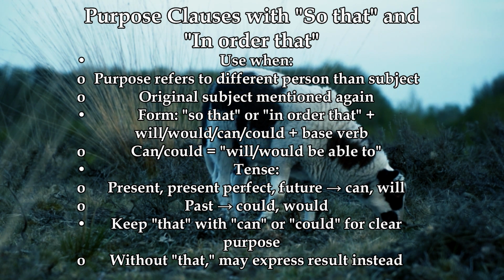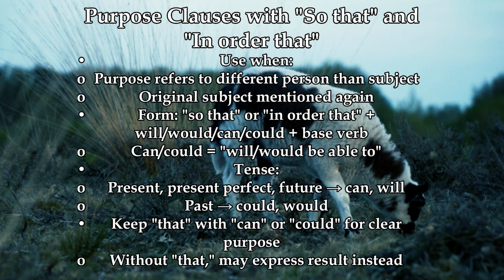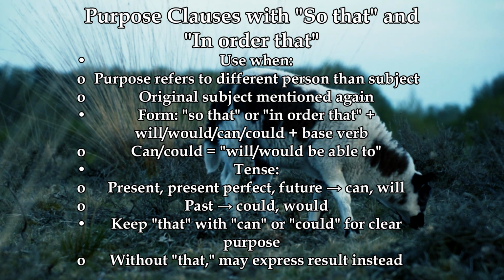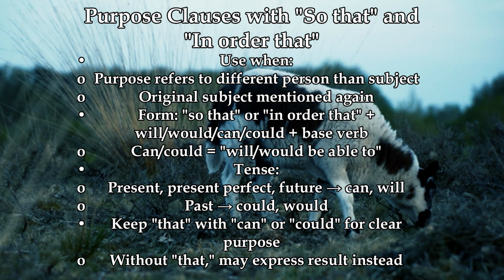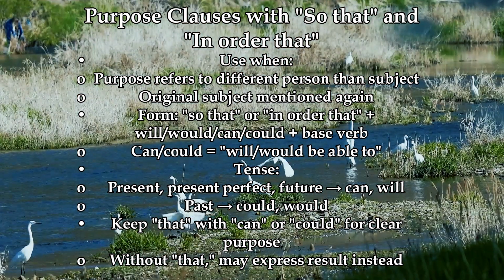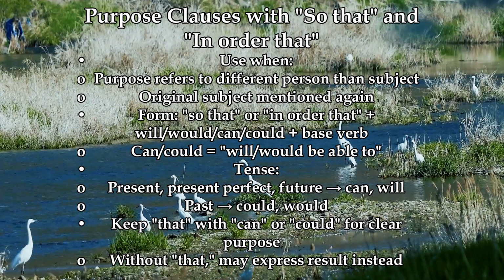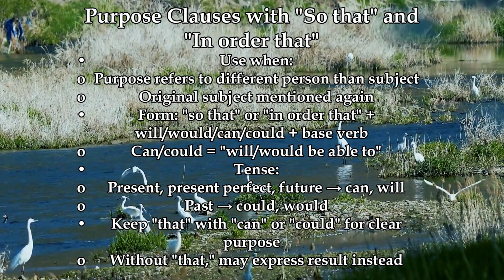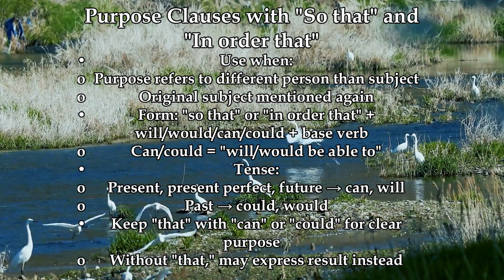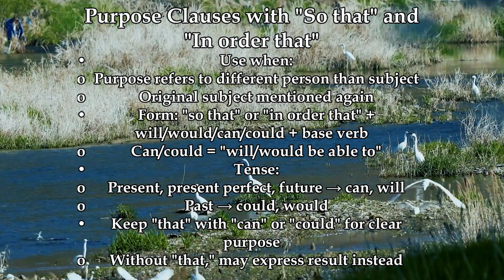Use could and would when the main verb is in a past tense. She left a map so that they could find their way home. It's important to note that if you omit that from purpose clauses with can or could, the idea of purpose may disappear. It's like that is the glue that holds the purpose together. Without it, the sentence might just express a result instead.